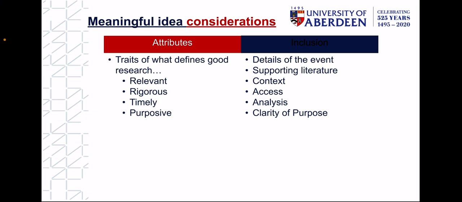Context is very, very important, very relevant, because it defines the circumstances that form the setting or the idea of any research. This makes it easier for the readership, or for the audience, to have a clearer or better understanding of the background of the research. Others include access, analysis, clarity of purpose. Access: how do you gain access to the research phenomenon? Analysis: how do you analyze it? And clarity of purpose. These are very key elements to consider when thinking of a meaningful research idea.